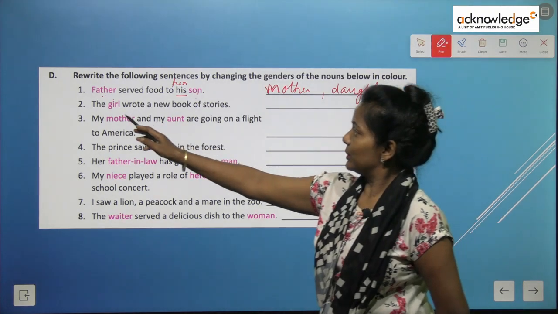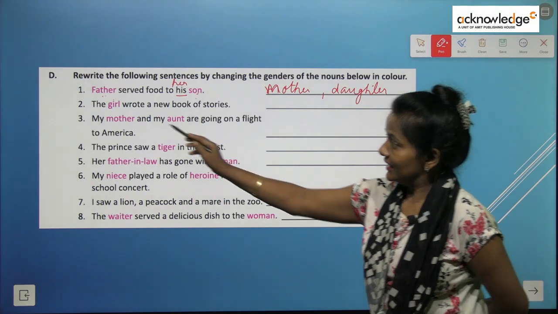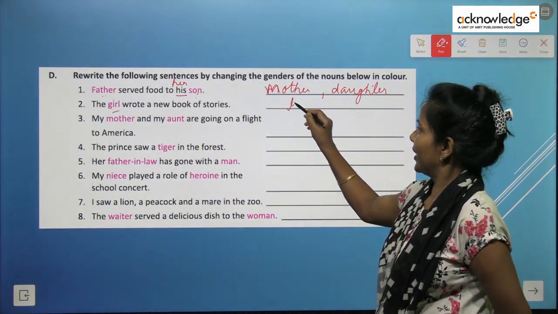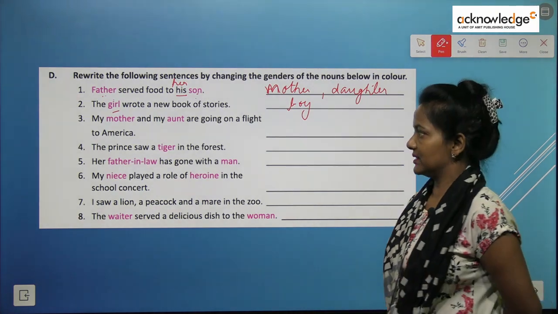Fine children. Now next, the girl wrote a new book of stories. Girl का क्या हो जाएगा? Boy. So the boy wrote a new book of stories.